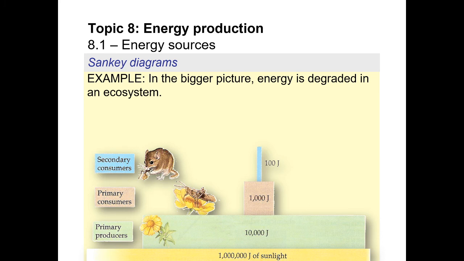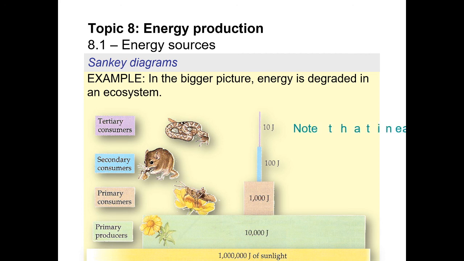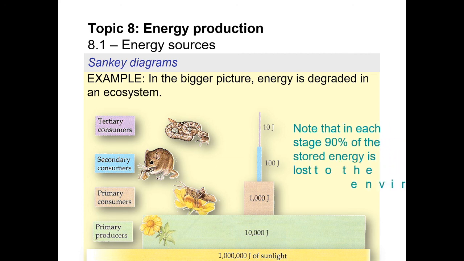Then what eats the insect? Your secondary consumer. From the 1,000 joules that the insect is getting, only 100 joules of that energy actually makes it to the secondary consumer. And then from that 100 joules, the tertiary consumer only gets 10% of that, 10 joules. So this is a very, very inefficient process. Note that in each stage, 90% of the stored energy is lost to the environment. So it's quite substantial.